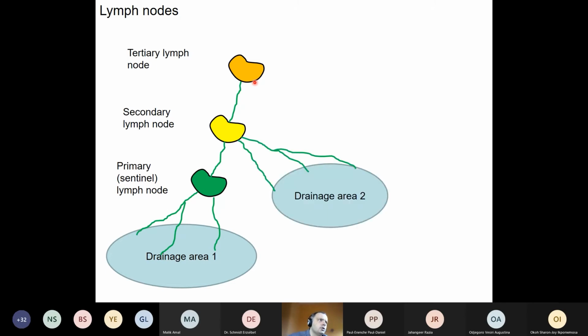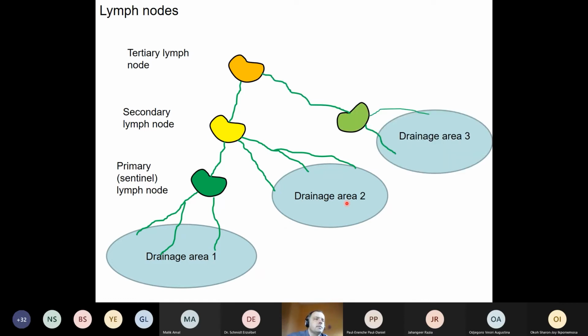Another point that you shouldn't forget: this secondary lymph node, in relationship to this drainage area 1, is a secondary lymph node, but the yellow indicated lymph node might at the same time be responsible for another drainage area, in which it is the primary lymph node. So one single lymph node might be both primary and secondary, depending on the drainage area we are examining.